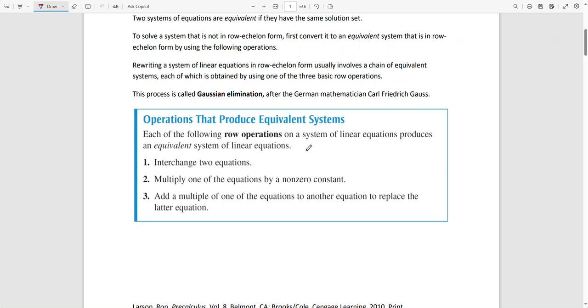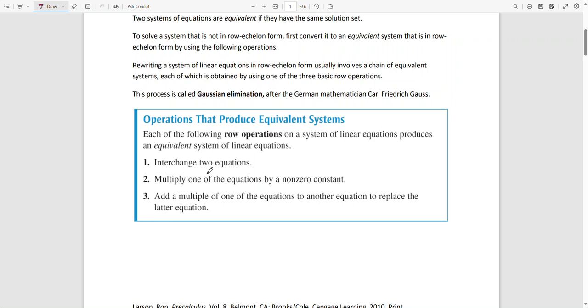Operations that produce equivalent systems. You'll notice we did something exactly like this in the elimination video that I sent you yesterday. Each of the following row operations on a system of linear equations produces an equivalent system of linear equations. So we could interchange any two equations. What was equation 1 could be equation 3. Throw equation 2 into equation 1. You could put them wherever you want as long as you take the whole equation and move it.